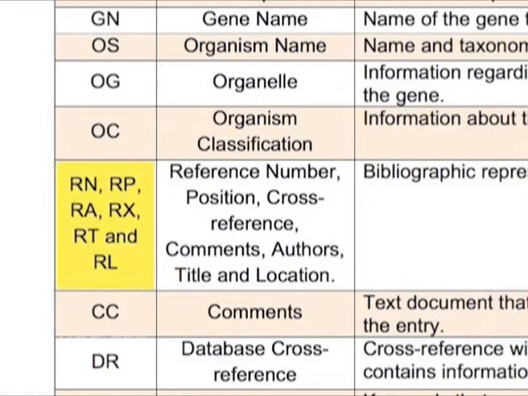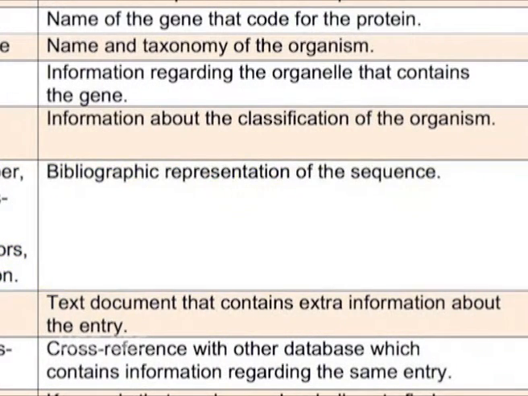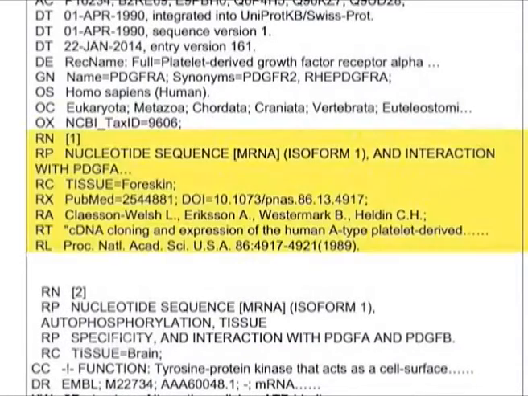RN, RP, RA, RX, RT and RL. All these refer to reference number, position, cross reference, comments, authors, title and location. It explains bibliographic representation of the sequence, gives the information on the extent of work carried out by the authors.